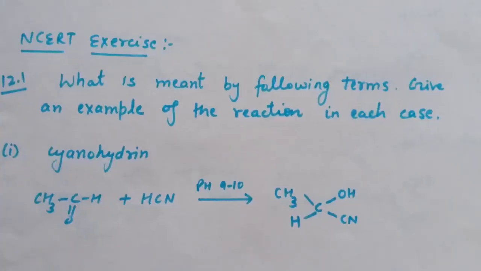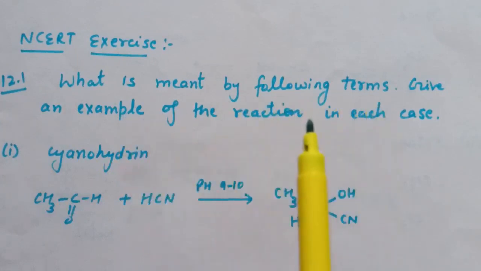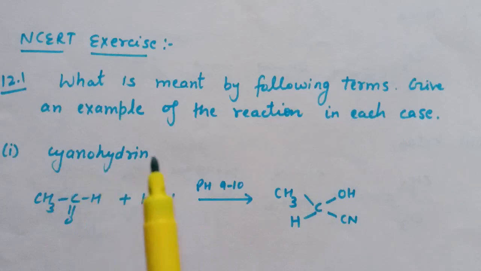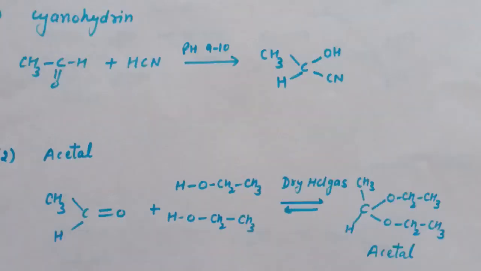Next is NCERT exercise question number 12.1. What is meant by the following terms? Give an example of a reaction in each case. First is cyanohydrin. This reaction we have discussed in lecture number 3 during the nucleophilic addition reaction of aldehydes and ketones. So the reaction of an aldehyde, that is CH3CHO, with HCN in basic medium results in the formation of cyanohydrin. A nucleophilic addition reaction takes place and cyanohydrin is formed. This is the structure of cyanohydrin.